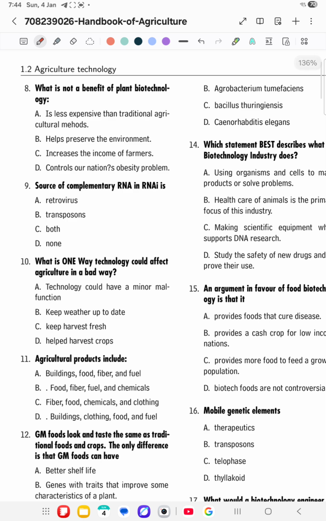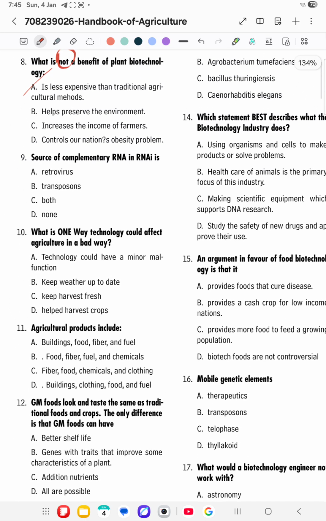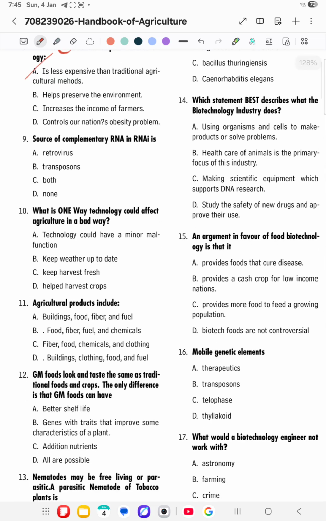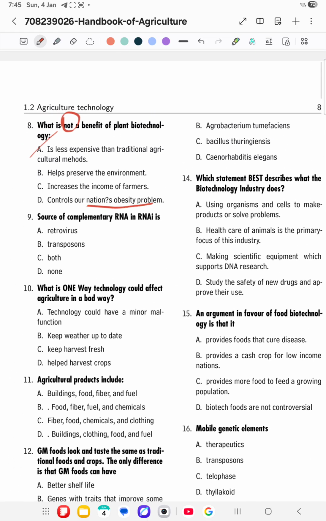What is not a benefit of plant biotechnology? It is less expensive than traditional agricultural methods, that is wrong. Helps preserve the environment, it can be true. It says not a benefit, so A only. Increase the income of farmers. Controls our nation's obesity problem. D for question 8. Yeah, it can be, but if we put nutritional benefits in the plant, why can't it be?